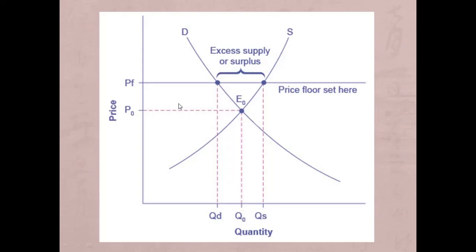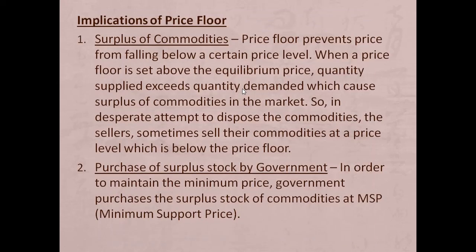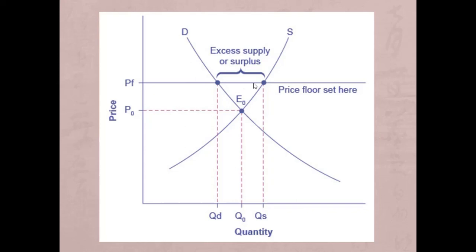So when the price falls down, the sellers are forced to sell their products in such a way that sometimes they sell the commodities below the price floor. For example, you must have seen the end of season sale, 50% flat discount. These are the situations because of the excess supply in the market.